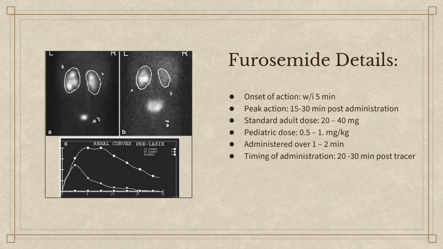All right, let's get down into a few nitty-gritty details. The onset of action is within 5 minutes, with peak activity seen between 15 and 30 minutes after administration. However, it can have significant effects lasting 2 to 3 hours, so you might want to warn your patients that have a long drive home. The standard adult dose is 20 to 40 milligrams, and the pediatric dose is 0.5 to 1 milligram per kilogram. Furosemide is administered intravenously over 1 to 2 minutes.